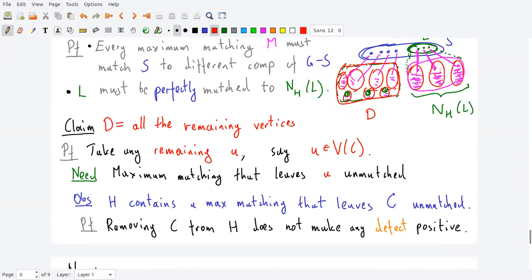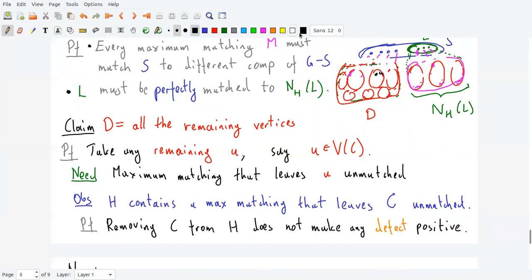Right. So how to prove it? Well, let's start. Maybe I will remove the features so far on the picture. So here are the components. Let's pick any vertex here, vertex U. I would like now to create a maximum matching that leaves this vertex unmatched, because this is needed for arguing that this vertex is in D. So this vertex can be left unmatched. So how do I do it? I need to create a maximum matching that leaves it unmatched.